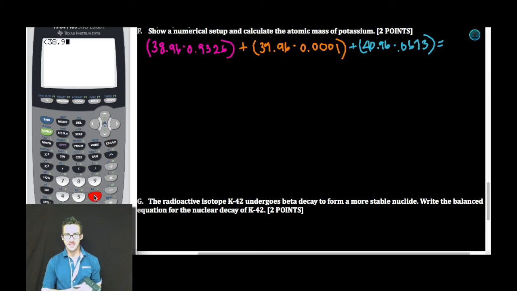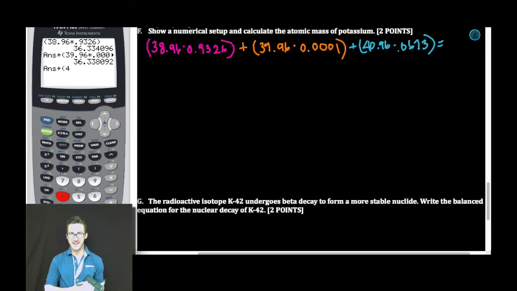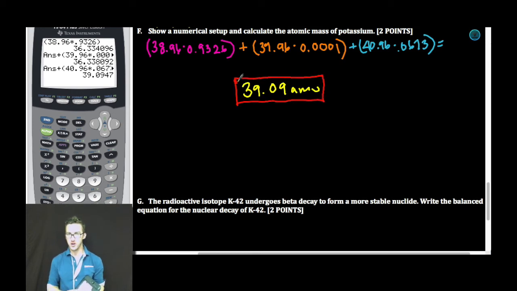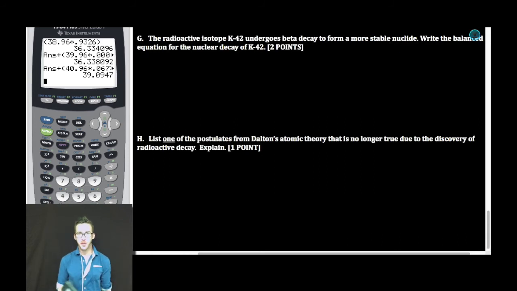Parentheses, 38.96 times 0.9326, close parentheses, plus new parentheses, 39.96 times 0.0001, close parentheses, enter, plus 40.96 times 0.0673, close parentheses, enter. Our weighted average, 39.09 AMU. Exactly as we would expect, closest to our most abundant isotope. Boom! Takes us to part G.